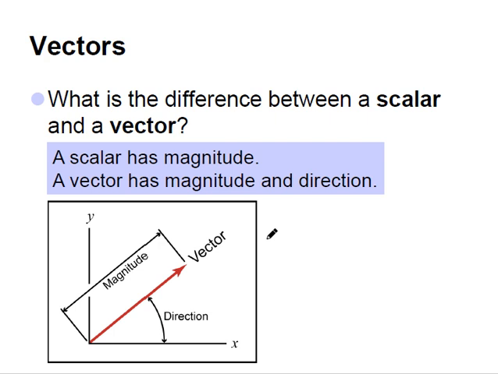All right, now we're going to get into the very first concept, which is your vector. You have to know the difference between scalar and vector. A scalar has only magnitude, like your temperature or mass. And a vector has magnitude and direction. So direction is the difference between the scalar and the vector.